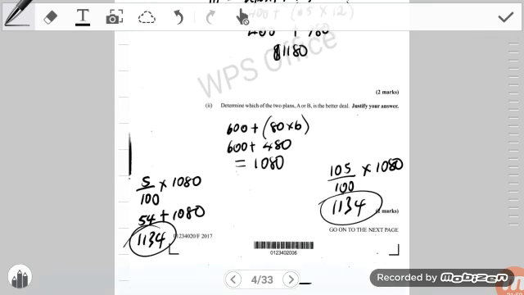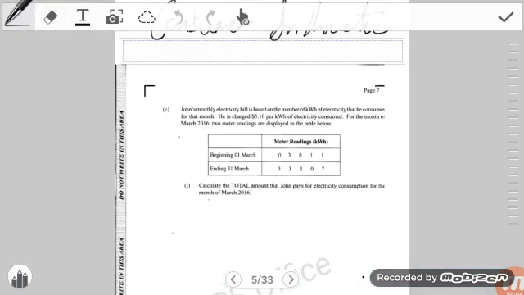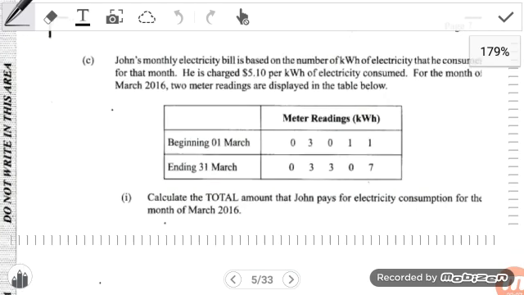So let's move on to the next page here, still on consumer arithmetic. So let's take a look at what this question is saying here. John's monthly electricity bill is based on the number of kilowatt hour of electricity that he consumes for that month. Now he's charged a total of $5.10 per kilowatt hour of electricity consumed. Now for the month of March 2016, there were 2 meter readings, and they're displayed in the table below.